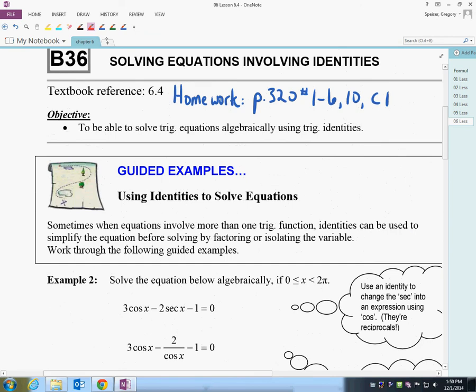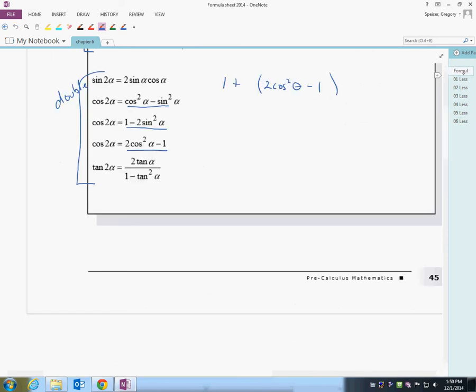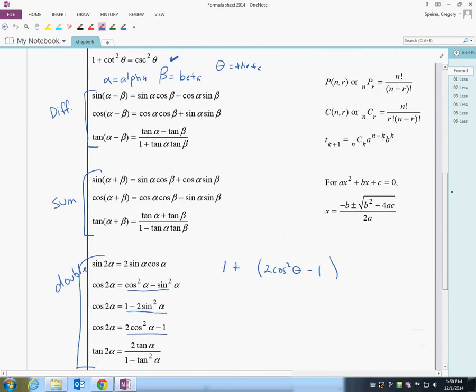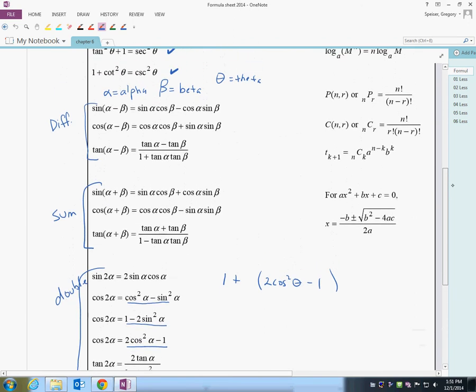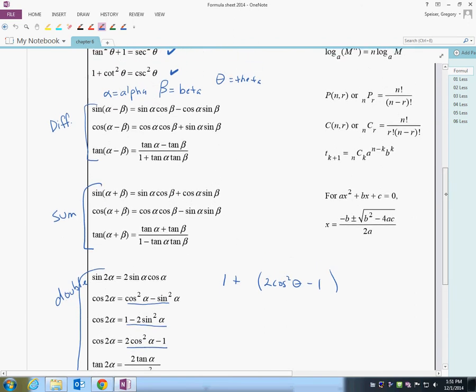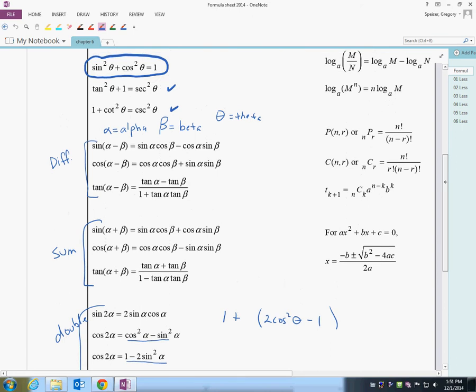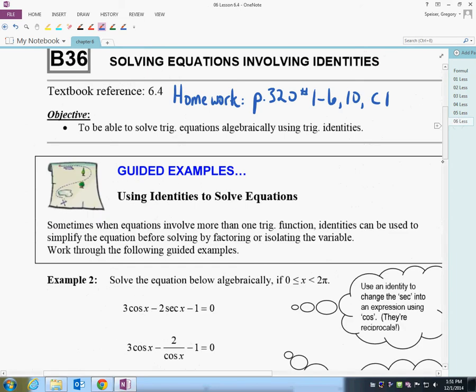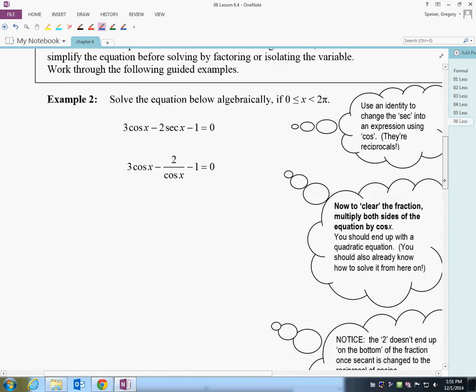Okay, so our objective in this lesson is to be able to solve trig equations algebraically using trig identities. So it's an accumulation of a few of those things. So you should have your formula sheet. So the trig identities that we're talking about are all these ones here, starting on the left-hand column of your formula sheet, any one of those ones, and to solve these equations algebraically.